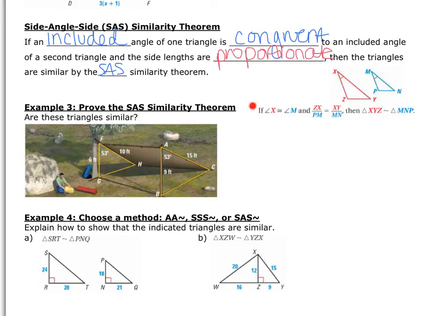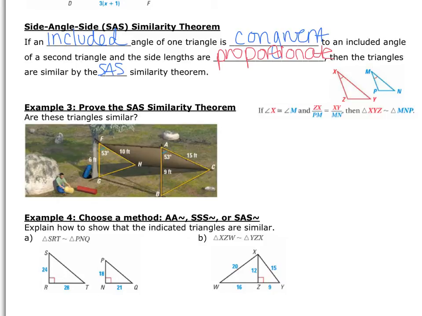So you can see over here in the diagram, they told you that XZ over PM is equal to the other ratio. So this means that the ratio of these two sides is equal to the ratio of these two sides. So they're proportionate. It's a proportion. Side, angle, side. So the sides are proportionate, the angles are congruent.